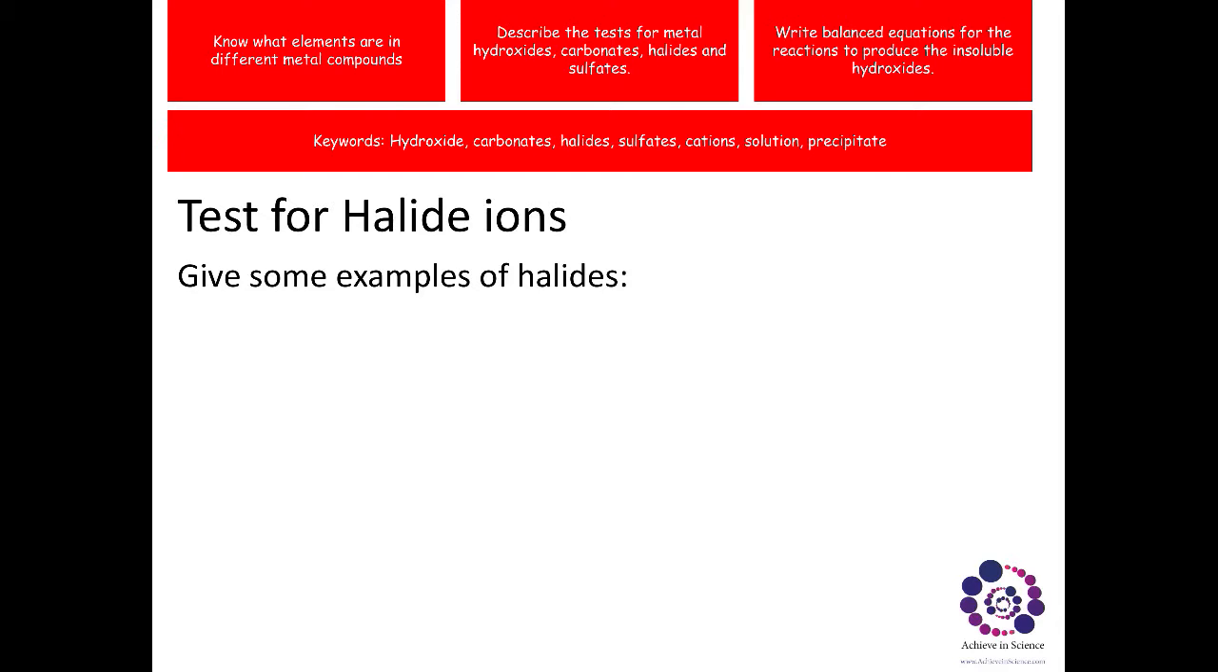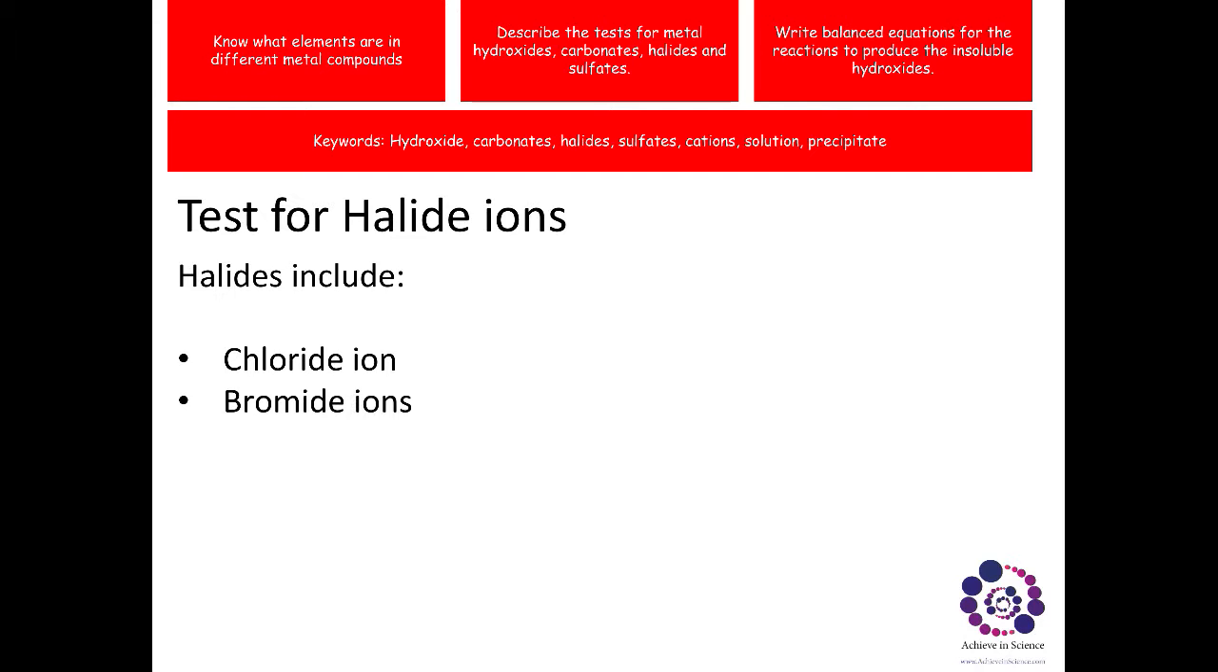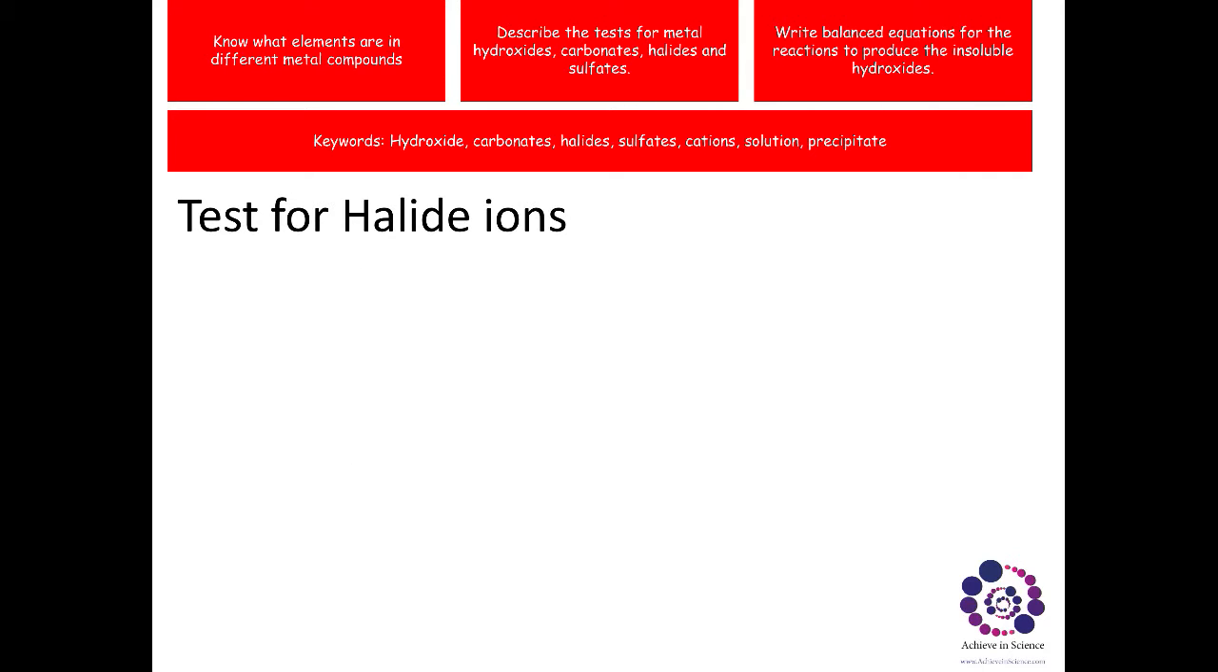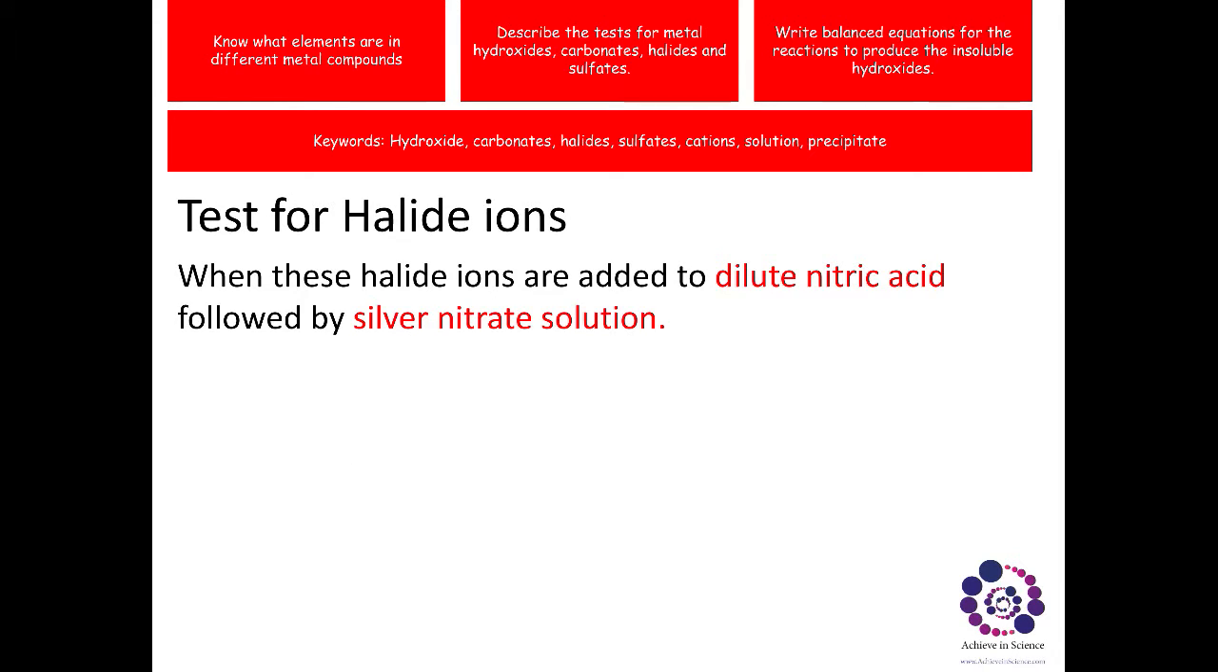Now let's test for some halide ions. What is a halide first of all? Some examples include the chloride ion, bromide ion, the iodide ion. Now let's look at the test. When these halide ions are added to dilute nitric acid, followed by silver nitrate solution, what are the results?